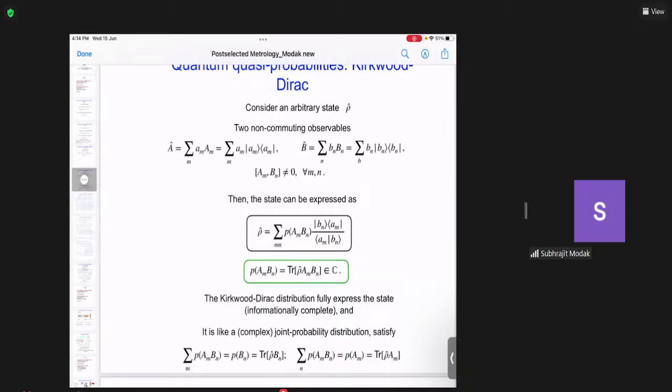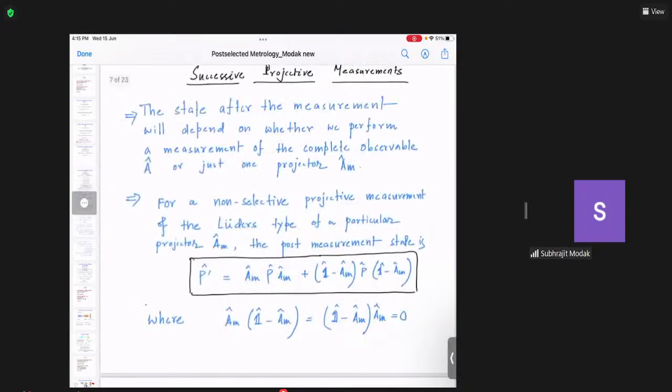So this is more or less the case for the Kirkwood quasi-probability distribution. I won't go into the detail, but if you need to know more about the Kirkwood quasi-probability distribution, you can go back to the other slide and see the references, right? So now the question: how is this kind of quasi-probability distribution manifested at the level of operation? These are a few slides.